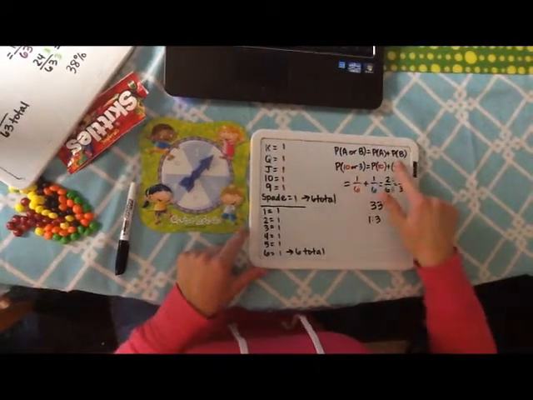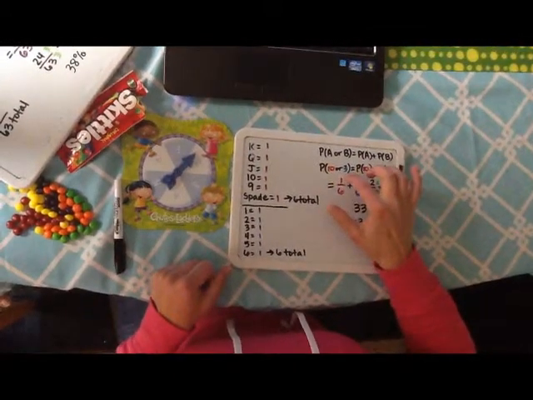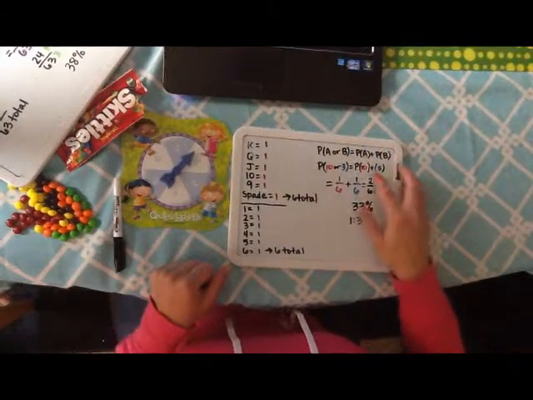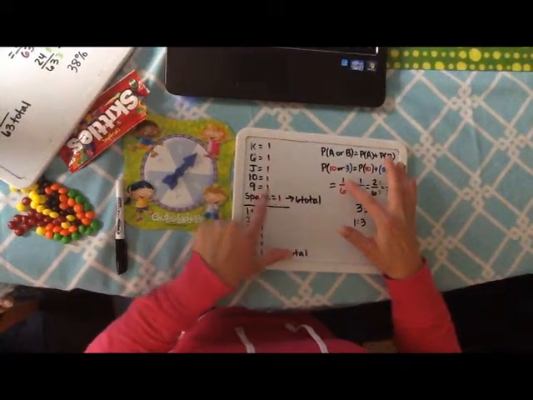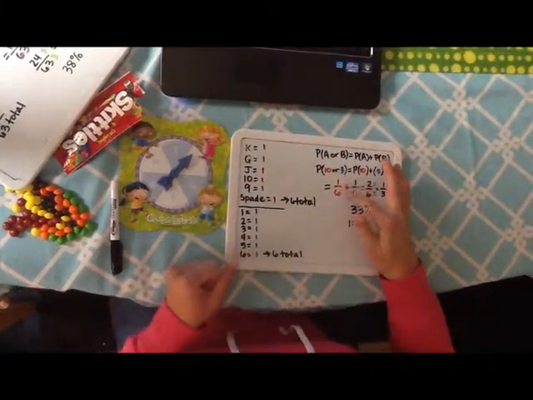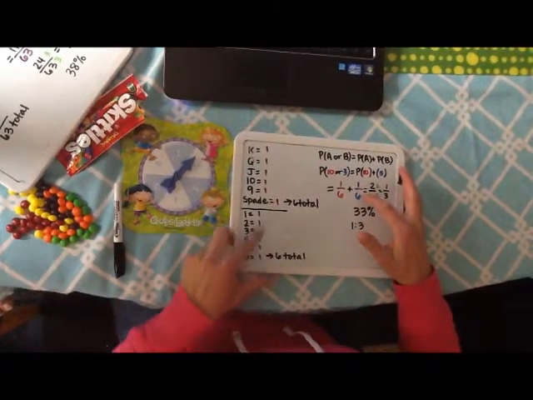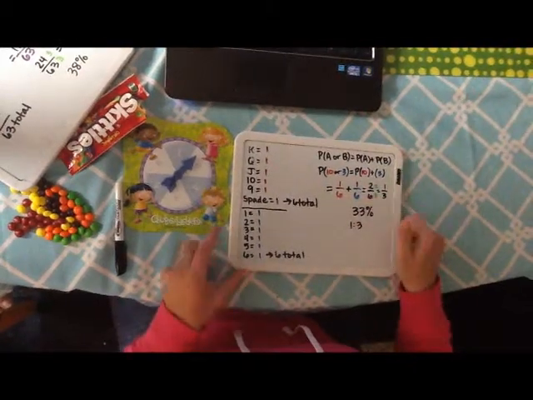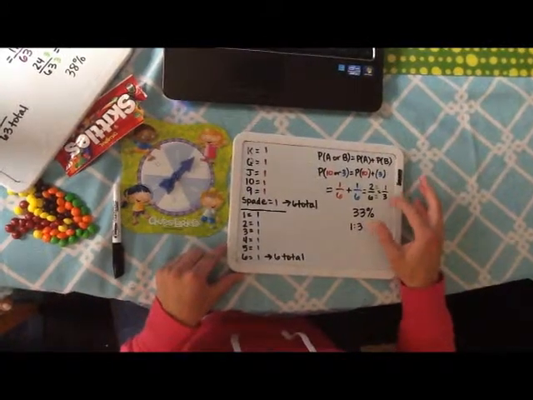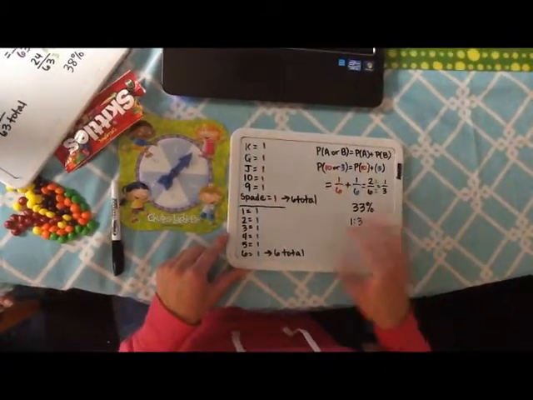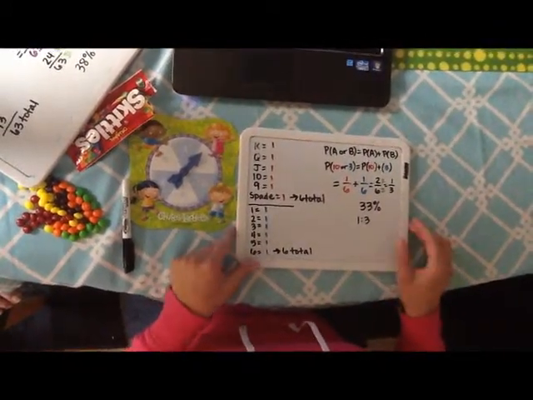So once again, here's our formula. We want to see what's the probability of getting a 10 or a 3. Now remember, the or is addition. So there's 1 ten over 6 total, so that's 1 over 6, plus 1 three over 6 total, so that's 1 over 6. You add those together, and that's 2/6, but we can reduce it to 1/3. So the probability of spinning a 3 or rolling a 10 is 33%.